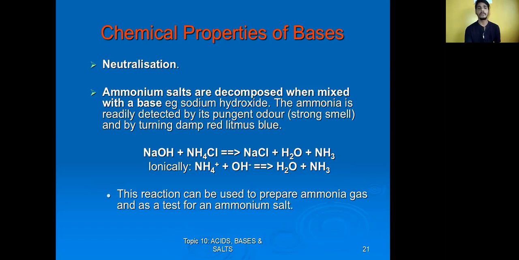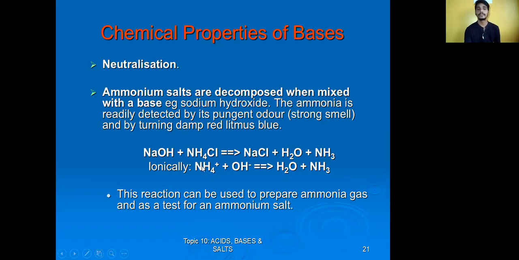Now let's talk about how ammonium salts are decomposed when mixed with a base, for example sodium hydroxide. The ammonia is readily detected by its pungent odor, that is a strong smell, and by turning damp red litmus blue. So whenever there is a reaction with sodium hydroxide, you can see the formula NH4Cl, that is ammonium chloride. There is a formation of salt along with water, and one more gas is there. It's called ammonia, which is very pungent, or we can say has a strong smell.